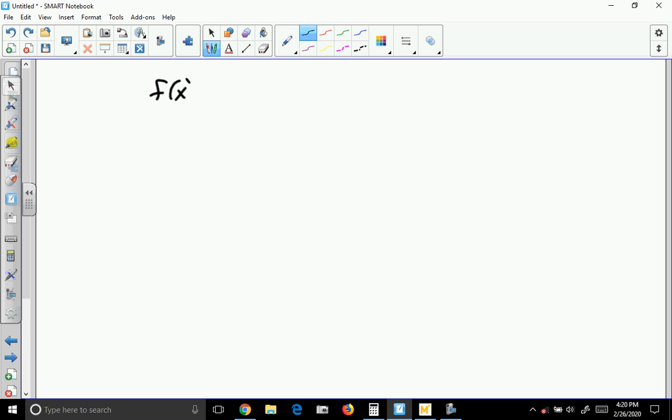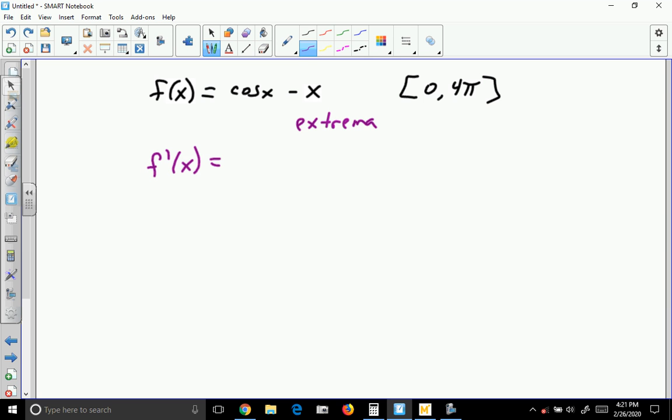Let's look at the function cosine x minus x on the interval from 0 to 4 pi. And let's find the extrema. So maximums and minimums occur at critical points, which is where the first derivative is either 0 or undefined.